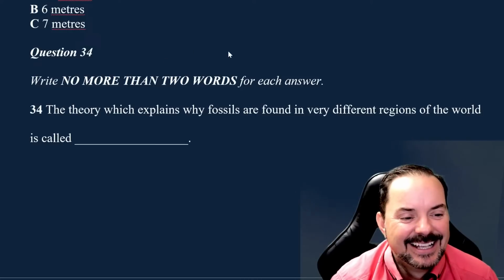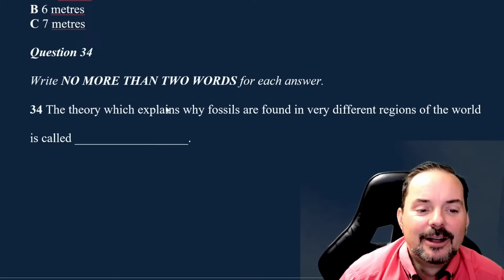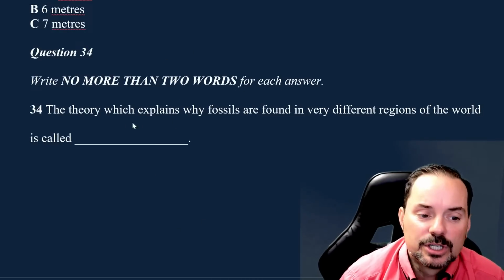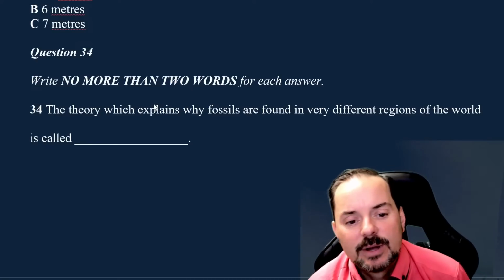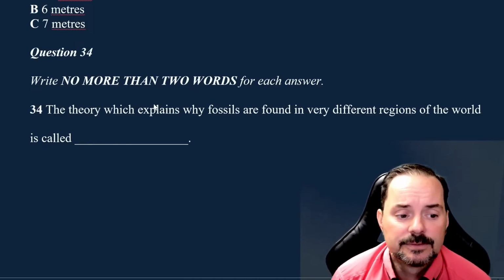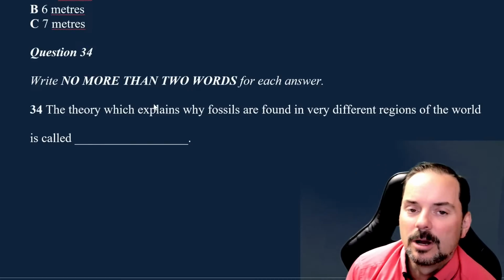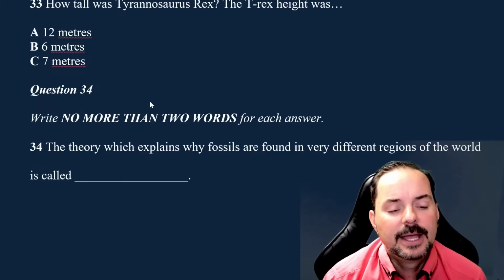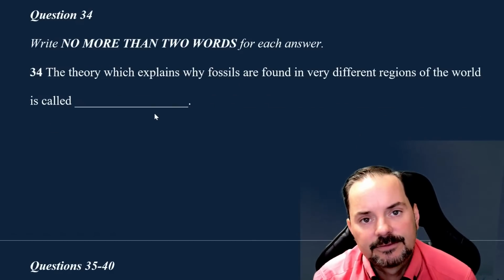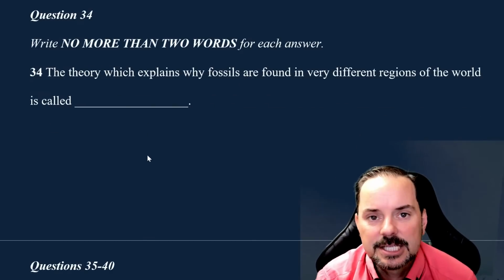All right. Number 34. Write no more than 2 words for each. The theory which explains why fossils are found in very different regions of the world is called. Now, here, you need a little bit of Band 8, Band 9 level comprehension spelling. You learn this information in grade 11, grade 12 textbooks.